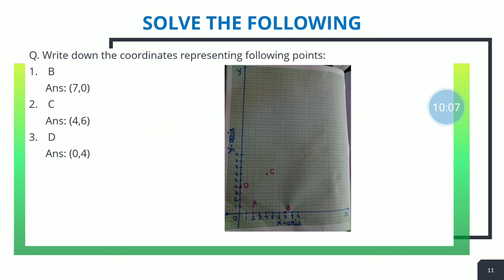So students, I hope you all have understood how to plot the points, what is the Cartesian plane, and what are the graphs parallel to x and y axes. So there is a small assignment based on it. Please try to solve it.